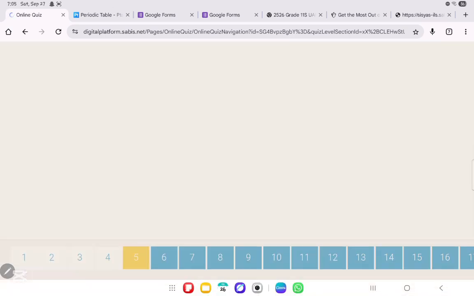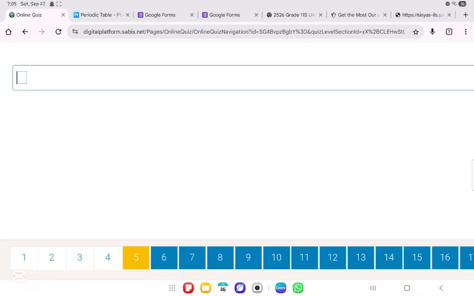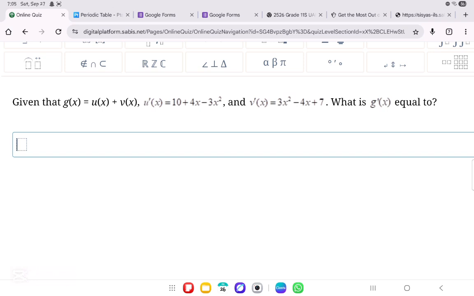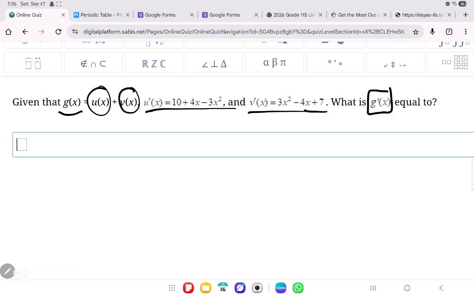We'll move on to question number 5. What does it say in question number 5? It says, given that g(x) equals u(x) plus v(x), u prime is equal to 10 plus 4x minus 3x squared, and v prime is equal to 3x squared minus 4x plus 7, what is the value of g prime of x? So very simply, they told us that the function g(x) is u(x) plus v(x). Perfect. Then what did they give us? They gave us the derivative of u and the derivative of v, and they asked us to find the derivative of g.